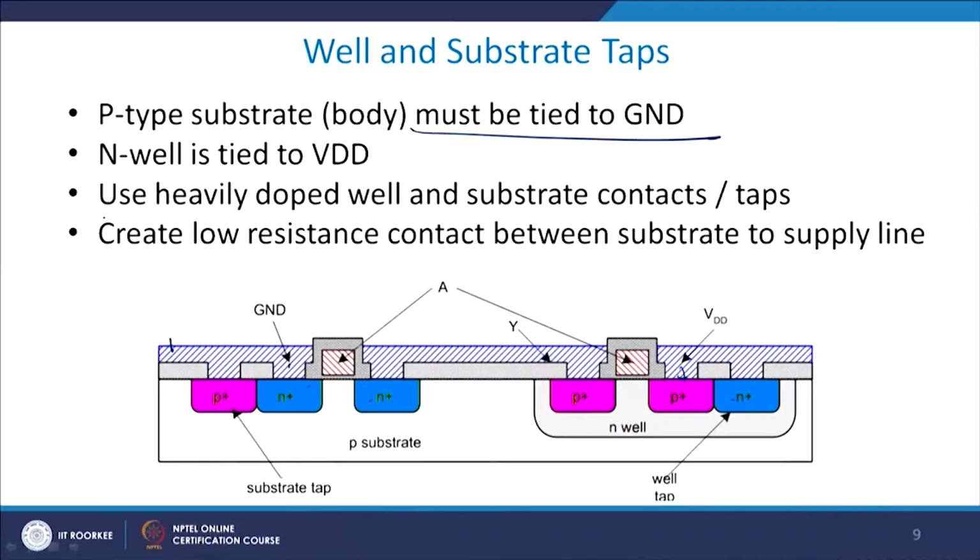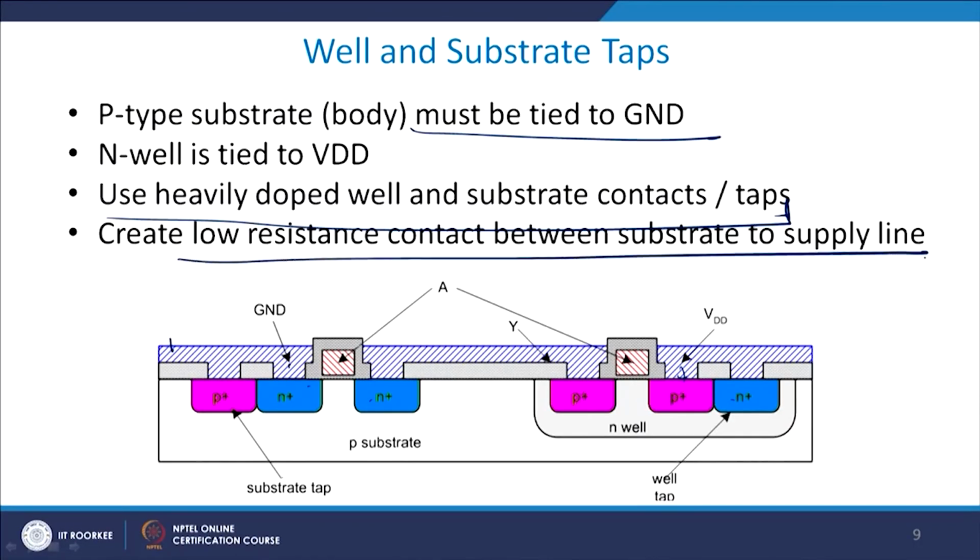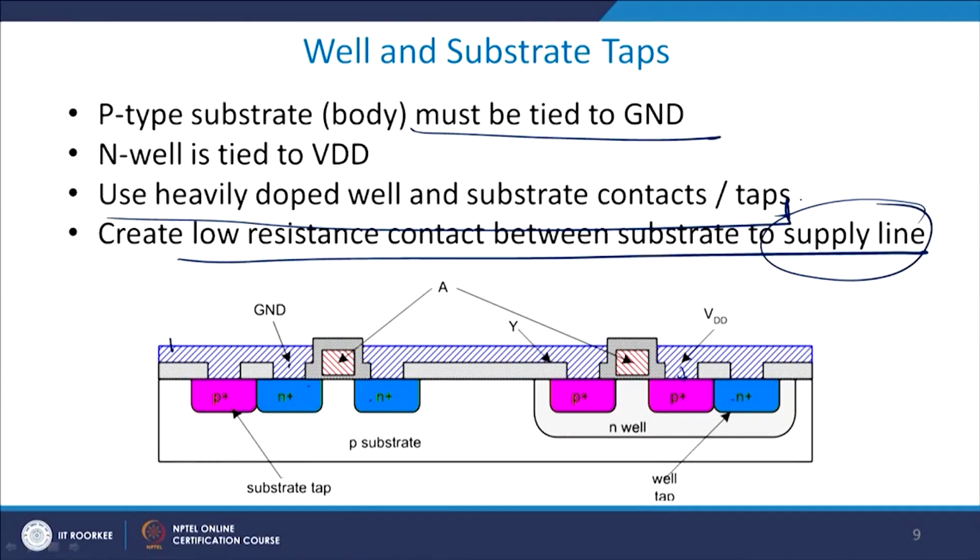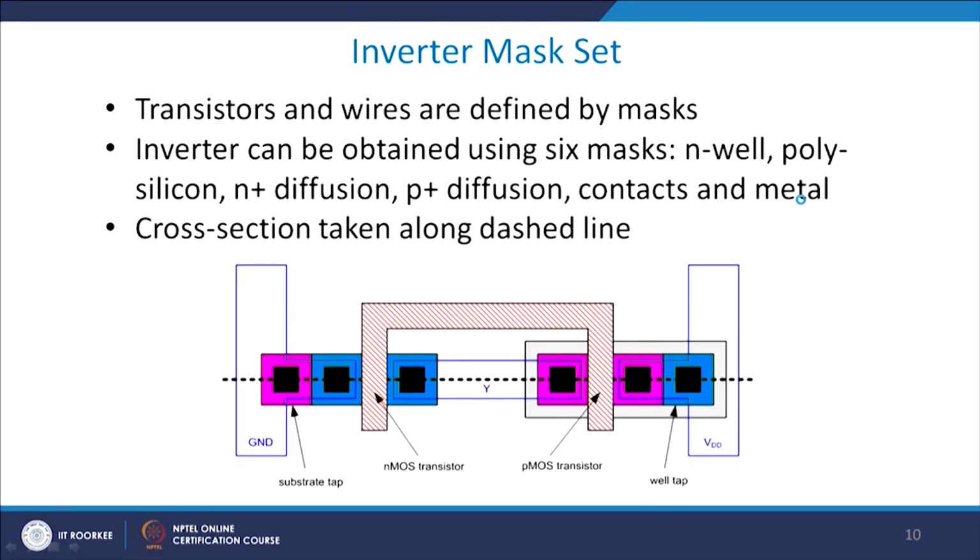And use heavily doped well and substrate contact taps. So, if you use very heavily doped wells and also use substrate contacts, your effect of N will be reduced drastically in a device. Moreover, you have to create a low resistance contact between substrate and the supply line. Otherwise, there will be excessive voltage loss across the supply line, and therefore the effective voltage available to you for running the MOS device will be relatively small, and that is the problem area.